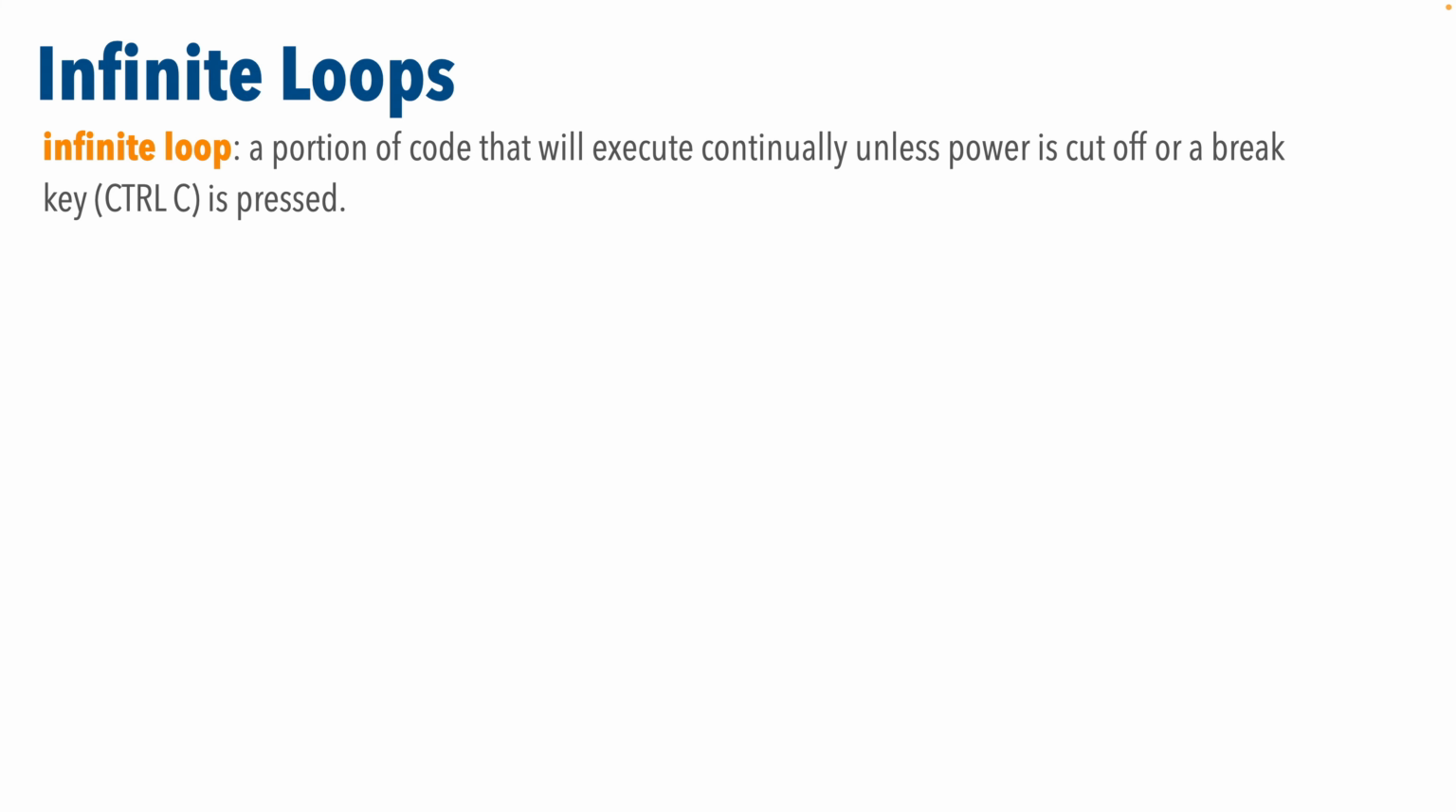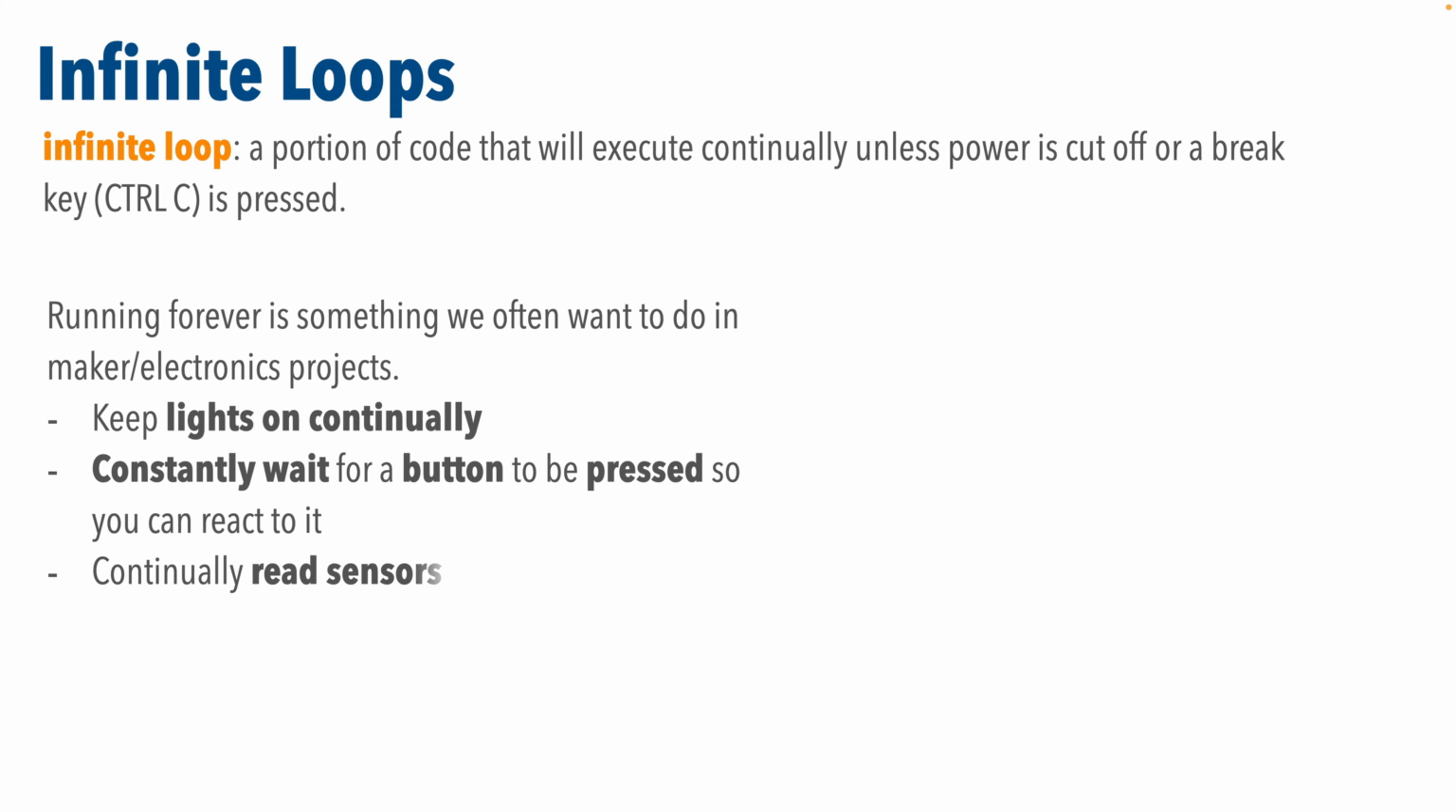Now, most of the time when you write code for maker and electronics projects, you do want to use infinite loops. You want your code to run forever. For example, if you want a light animation pattern to repeat forever, you might also write code that continually runs checking to see if a button has been pressed so you can react to it, or code might constantly run gathering sensor readings so that it can react to some sort of change.